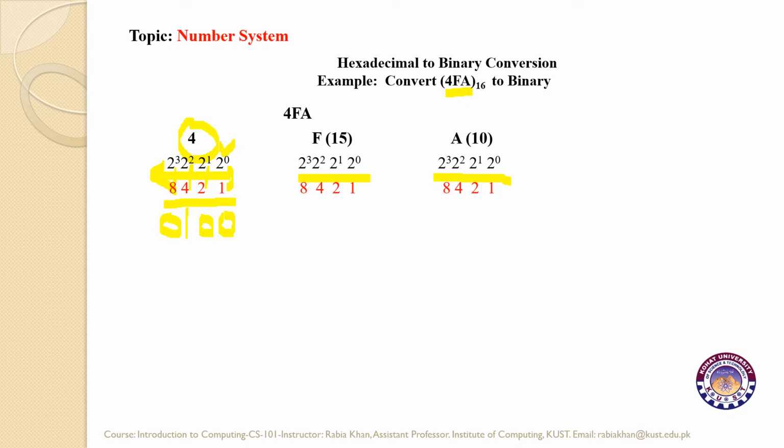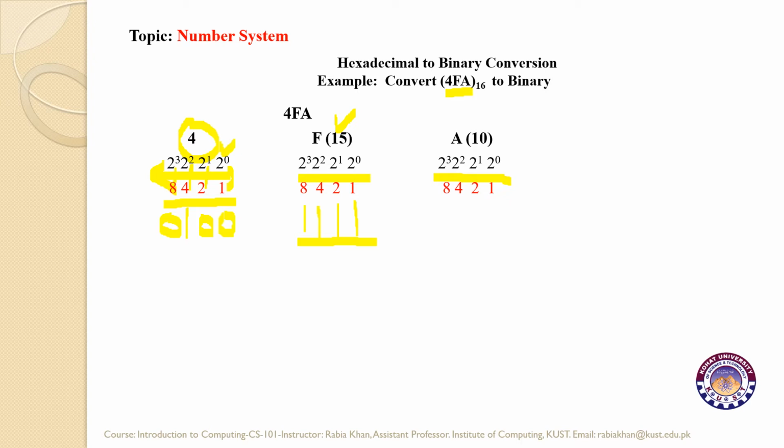Similarly, if you need to generate 15 out of these 4 binary bits, how can you convert this into 15? If you keep all 4 bits as on, meaning all 4 bits as 1, then if you add up all the 4 bits, 8 plus 4 plus 2 plus 1, that would generate 15. So all 4 bits need to be switched on.